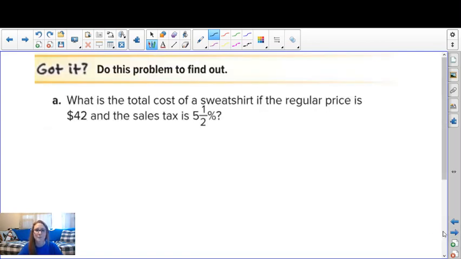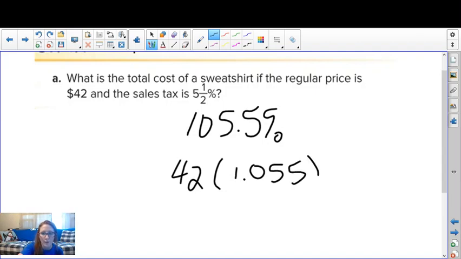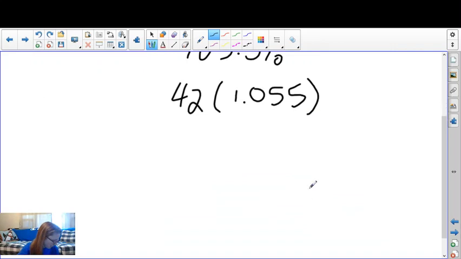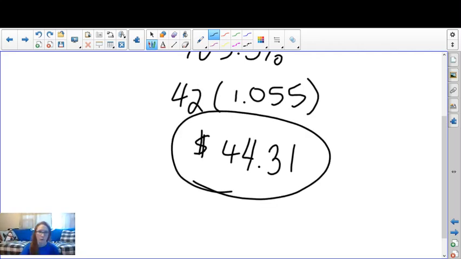Okay, let's do another one. What is the total cost of the sweatshirt if the regular price is $42 and the sales tax is 5.5%? Remember, 5.5 is just 5.5, so that means I'm paying 105.5% of my sweatshirt. So 42 times 1.055, because I have to change from the percent to a decimal. And when I do that, that gives me $44.31. You must really like that sweatshirt.